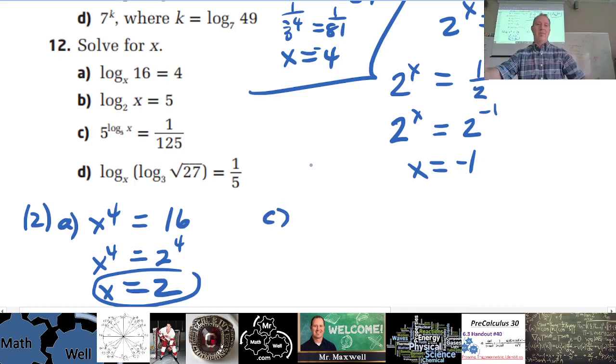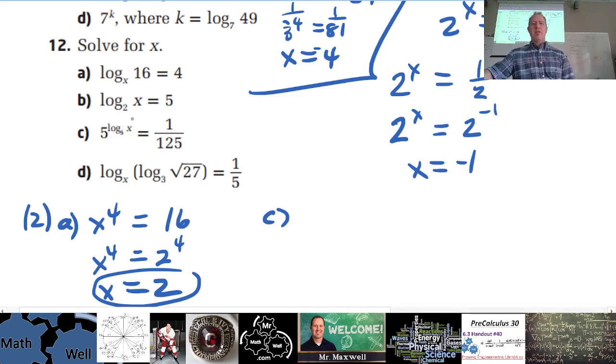No, it's too long. 5? Really? Okay, well, let's just see. C looks pretty tricky. So 5 to the power of log of x base, that looks like a 5, I think. Is that base 5? Is it base 3? I can't read that. It's 5? Wow, I'm getting old. I can't see that.